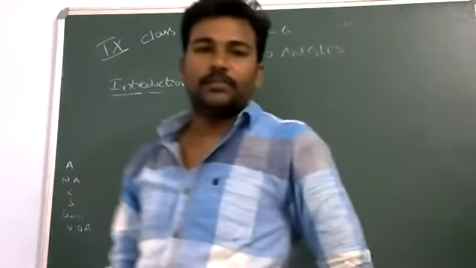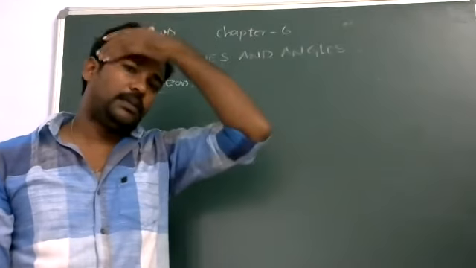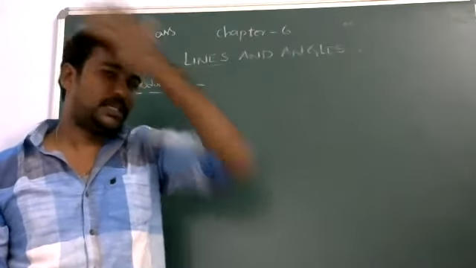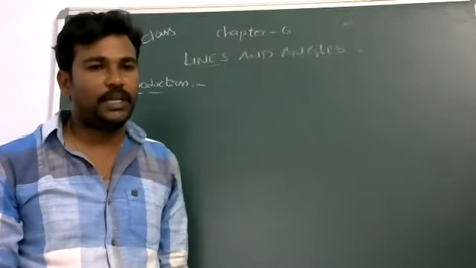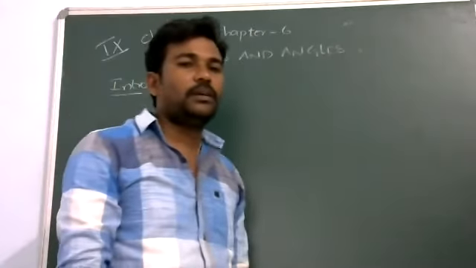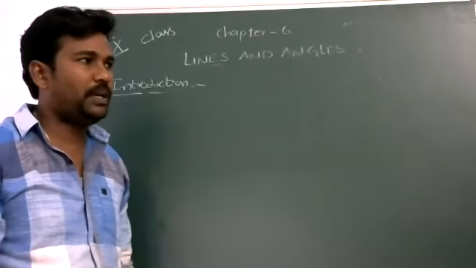So here we can observe the remaining part of the interaction of the lines and angles. Chapter 6, lines and angles. Already we completed in last class types of angles. Here we can see some pairs of types of angles. So different pairs are there.